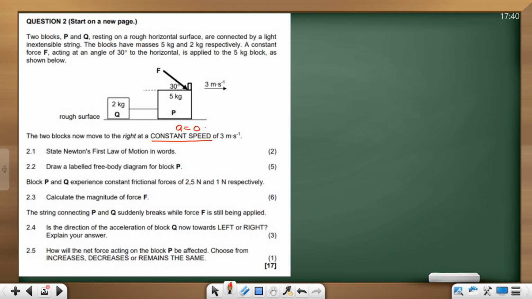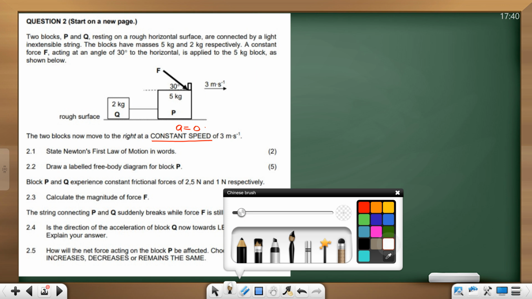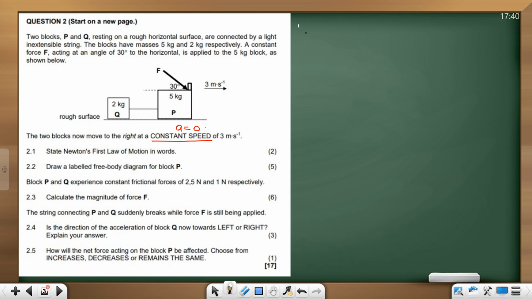State Newton's first law in words. You don't have to just focus on second. You must know all your laws. Okay? You must know all the laws. An object will remain at rest or continue in uniform motion unless acted upon by an external or unbalanced force.